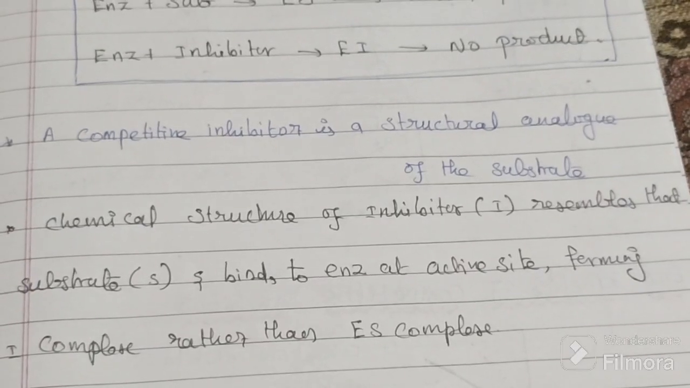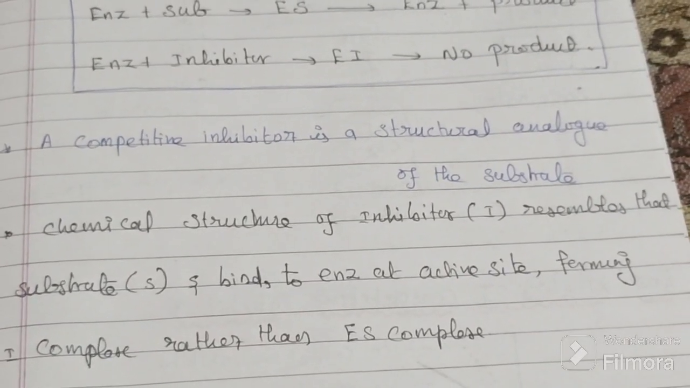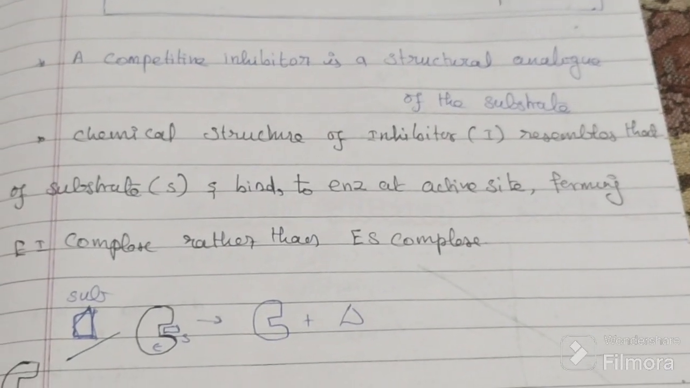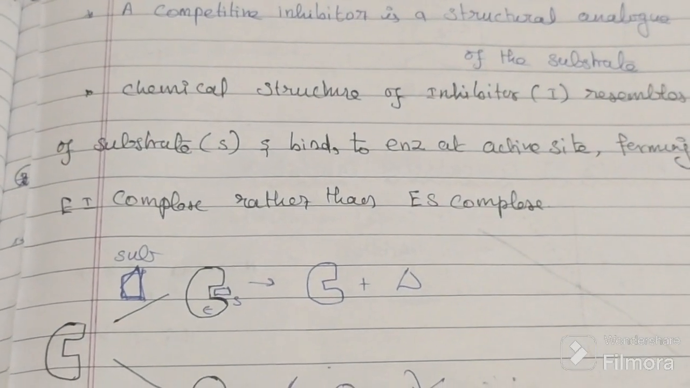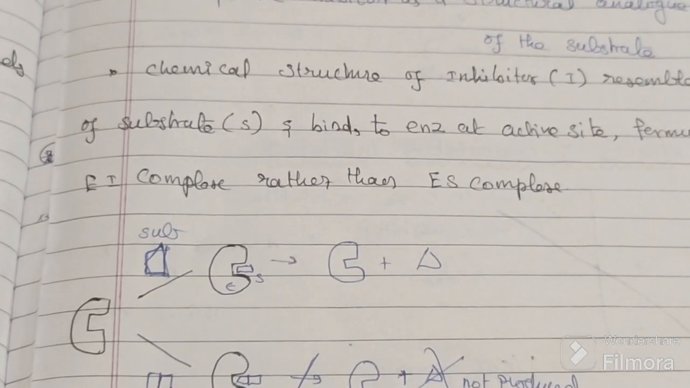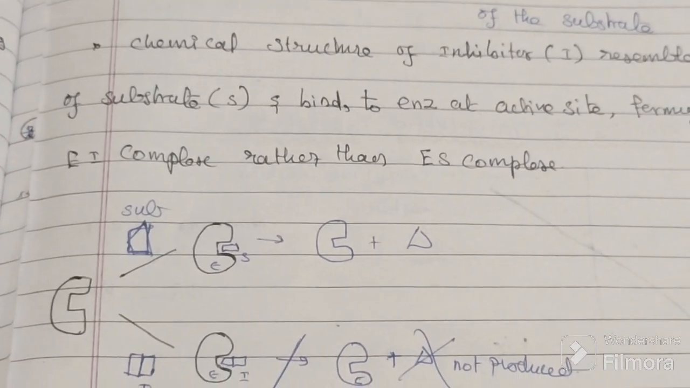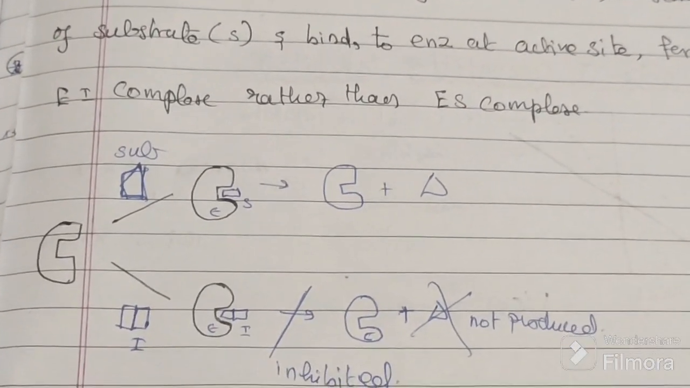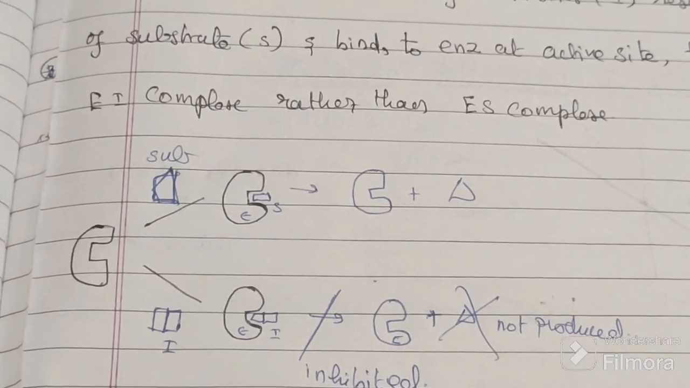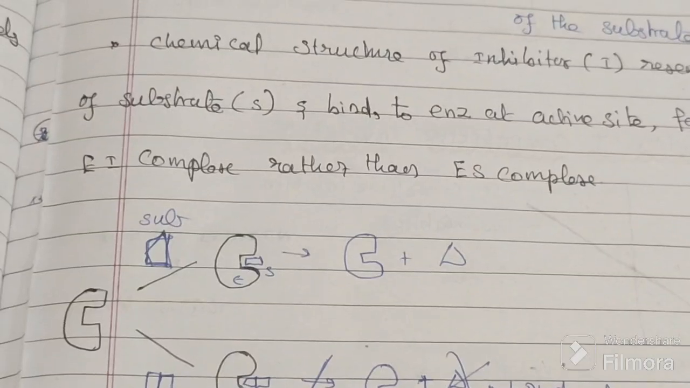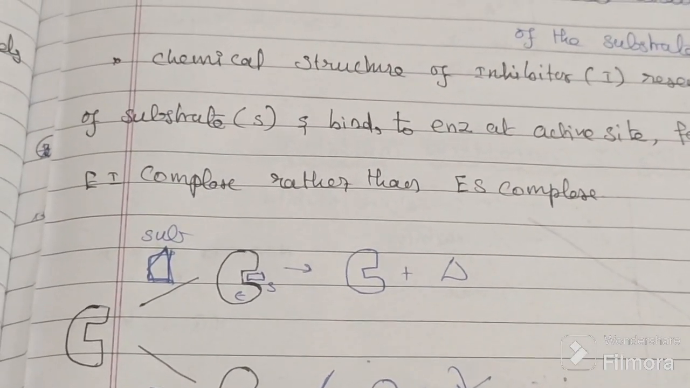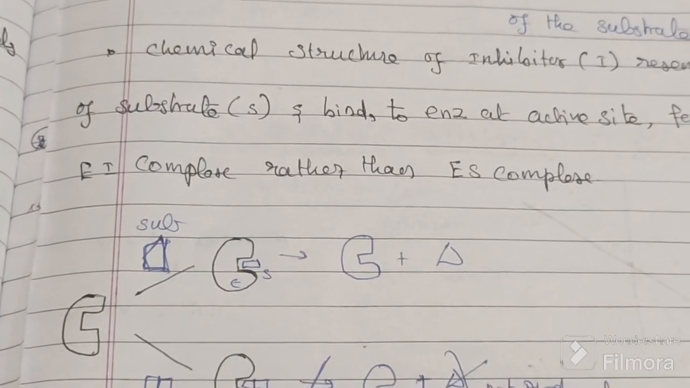So here there is a huge competition between inhibitor and substrate to bind with the active site of that enzyme. In competitive or substrate analog inhibition, the inhibitor will bind to the free enzyme. See here, the enzyme binds to substrate, forming the enzyme-substrate complex, and then enzyme and product.